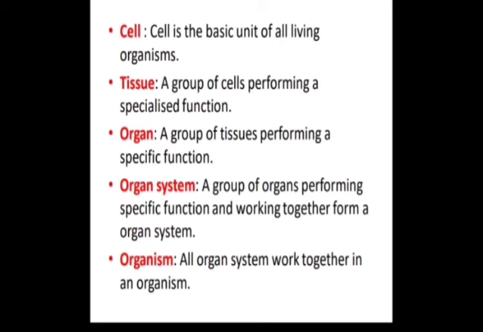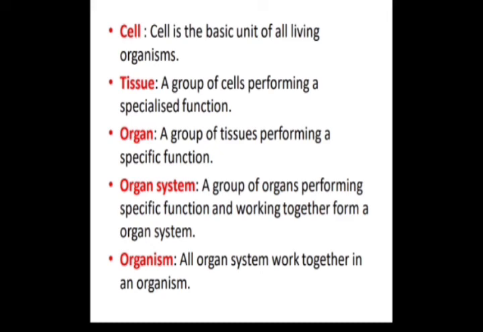The difference between tissue and organ. Tissue is a group of similar cells performing a specific function, whereas an organ is a group of tissues performing a specific function, such as your finger, your heart, etc. A finger contains muscular tissue, bone tissue, blood tissue, nervous tissue also. And when a finger performs a job, all the tissues work together.